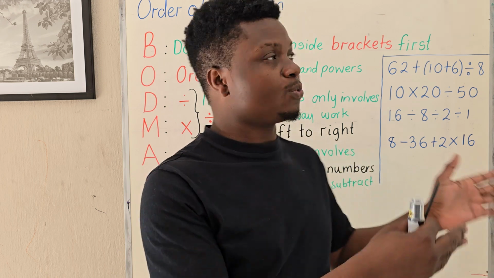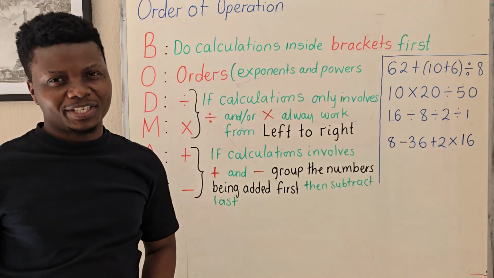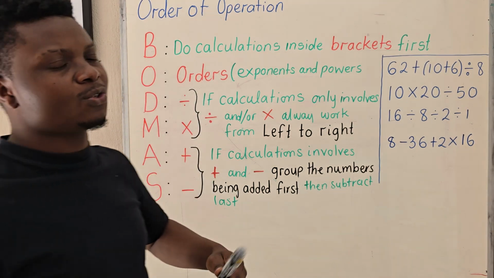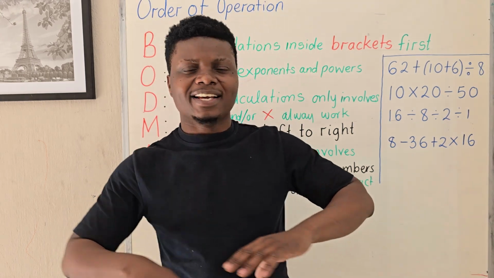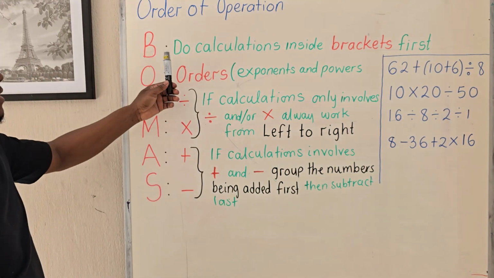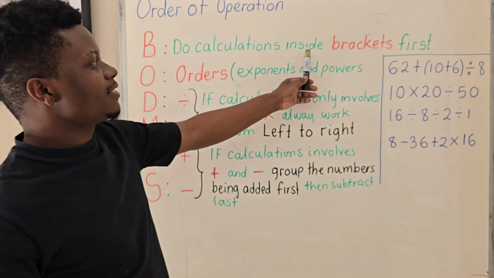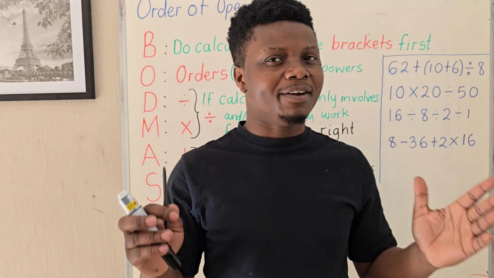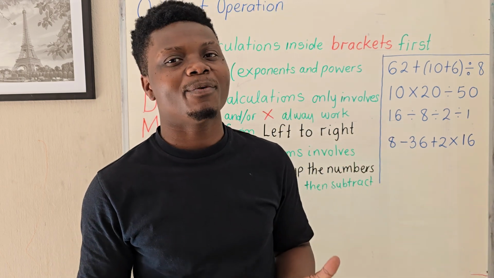So let's have the rules that we just have right here on the board. It says order of operation. So number one, B, we are going to use what we call BODMAS. Maybe you've heard something called BODMAS, PEDMAS. They all mean generally one and the same thing. So the B represents brackets. It says do calculations inside brackets first. So whenever you have a sum, check, do I have brackets? If your answer is yes, simplify what's inside that bracket first.